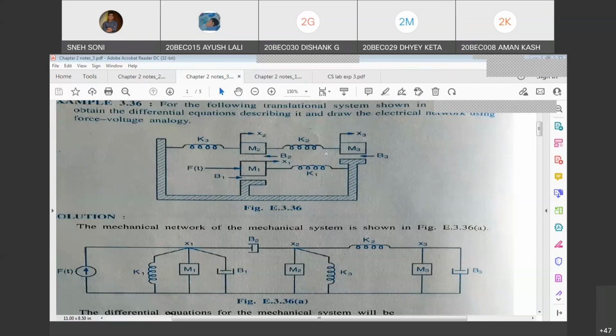Okay, how do we write the equation of M3? Someone please speak. M3. It is the smallest equation.